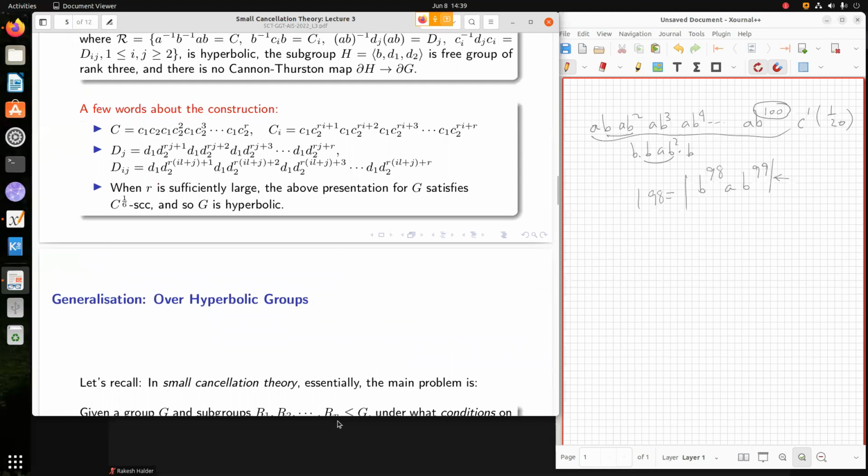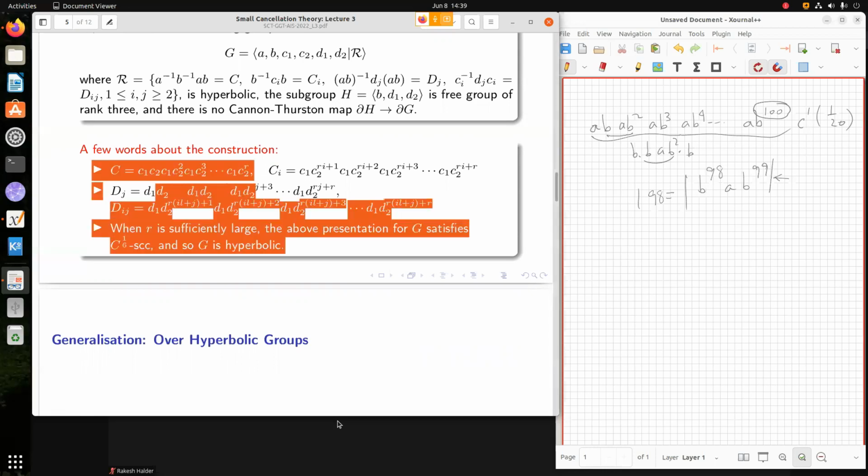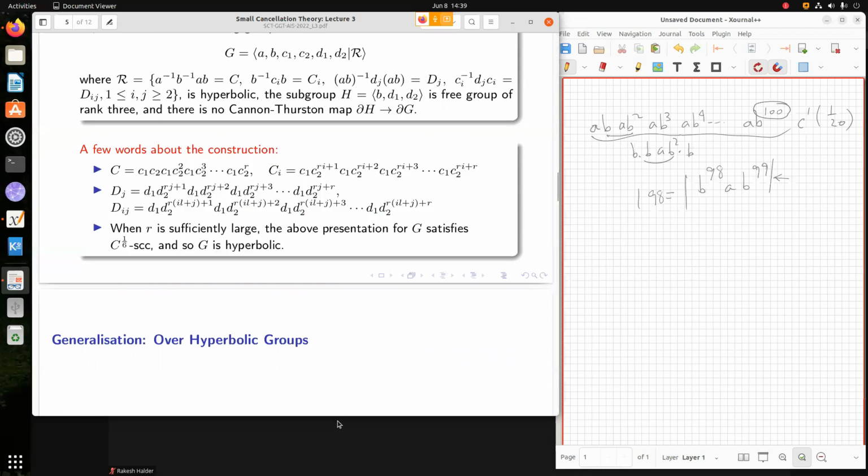What are the choices they have made? Look at these words, C, carefully. Okay, sorry. Anyway, if we look at C, what is C? C is C1, C2, C1, C2 square, C1, C2 cubed, up to C1, C2 to the R.